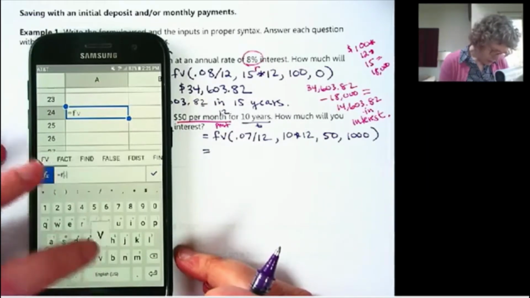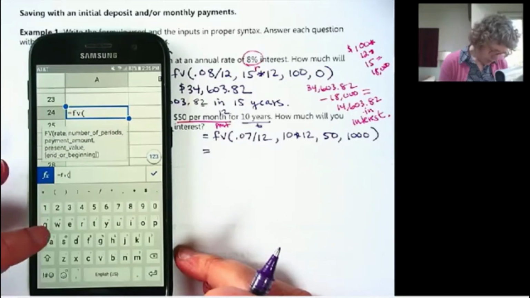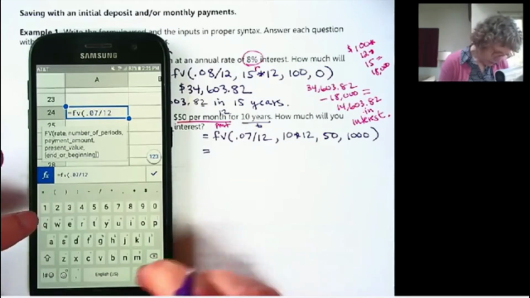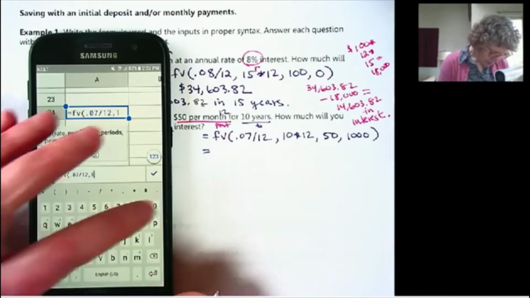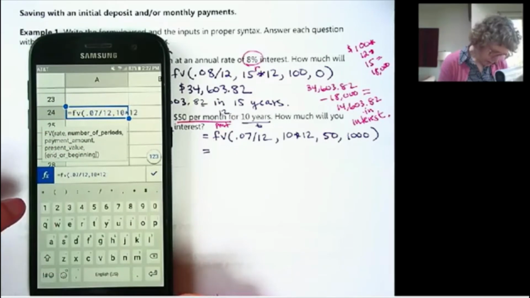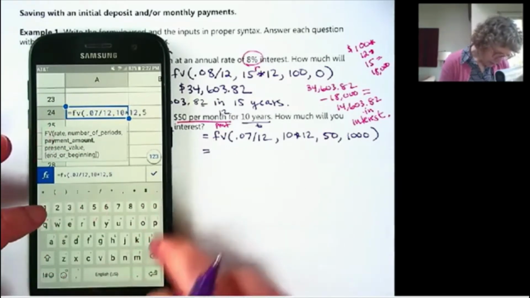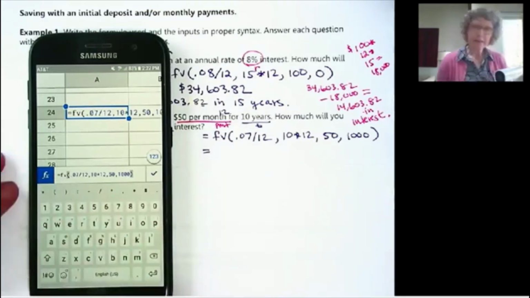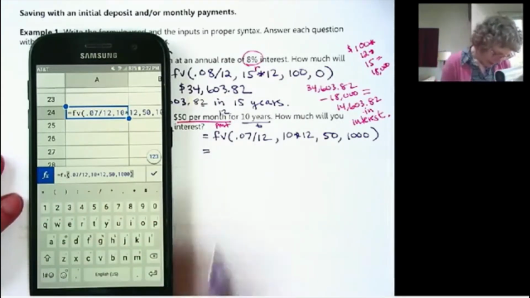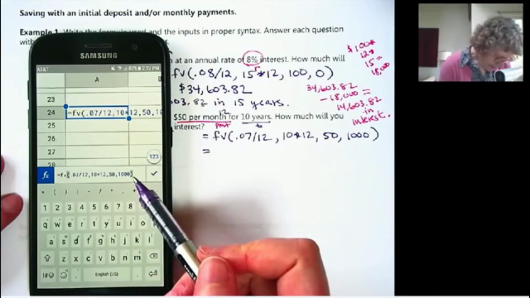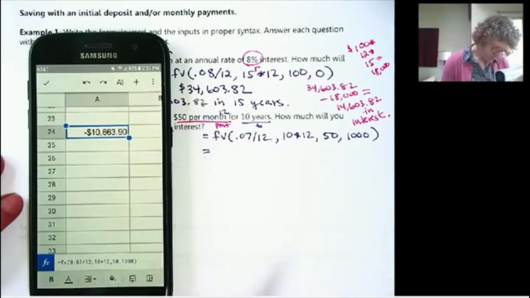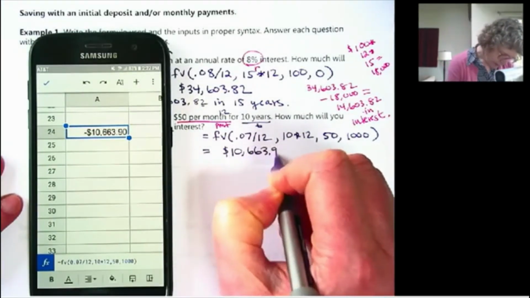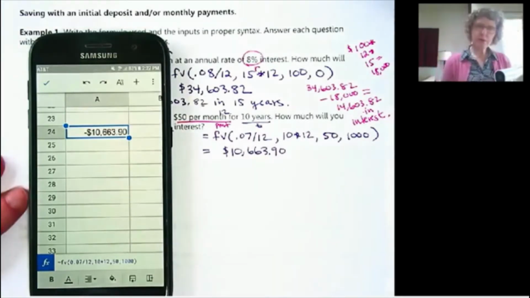Equals future value, 0.07 divided by 12, comma 10 times 12, comma 50. Getting two-handed now. Getting faster on this. Comma 1,000. Does that look right? $10,663.90.